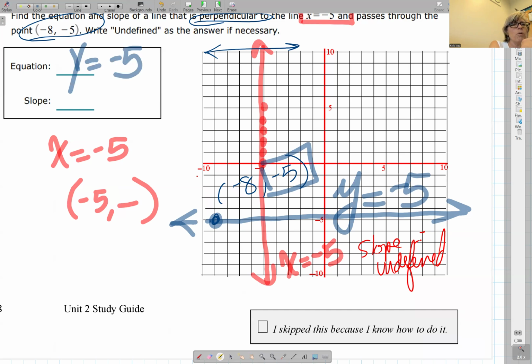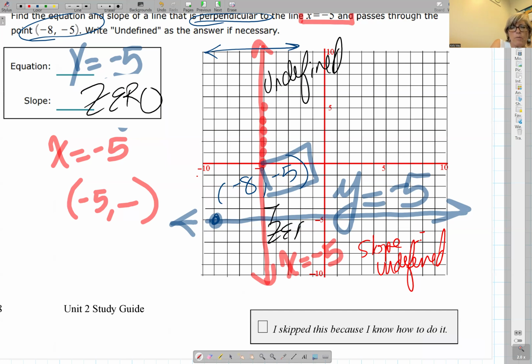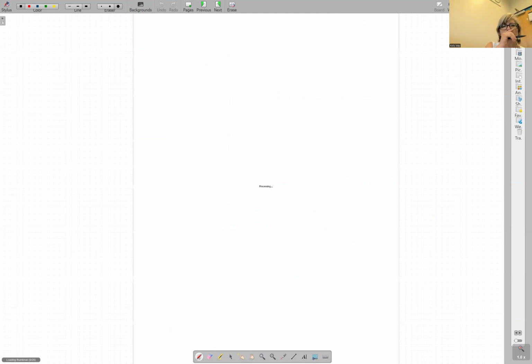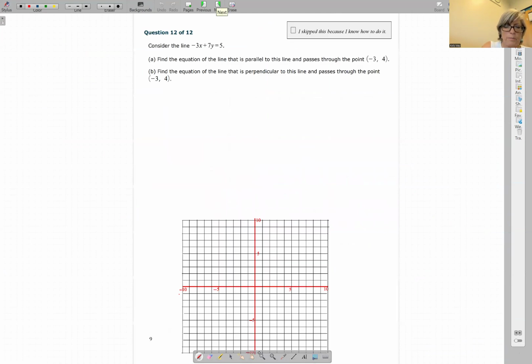And my slope that's perpendicular would be undefined. No, not perpendicular. The original slope was undefined. Therefore, the perpendicular slope is 0 slope. The original is undefined. And perpendicular slope is 0. Last one.